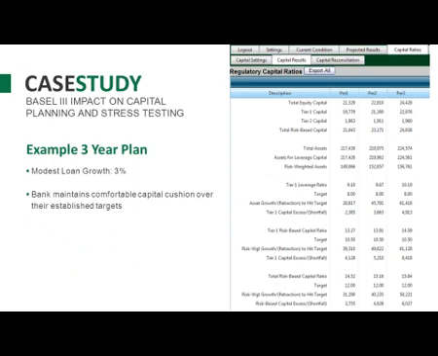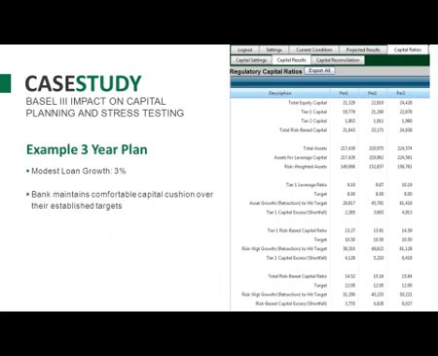You can see the growth in the assets. The important thing to point out here is the percentage of risk-weighted assets to total assets. In this initial view, under the current rules, that total risk-weighted assets to total assets ratio is right around 69%.